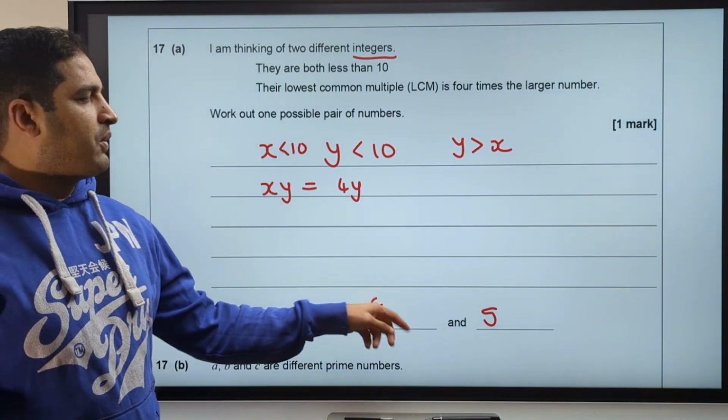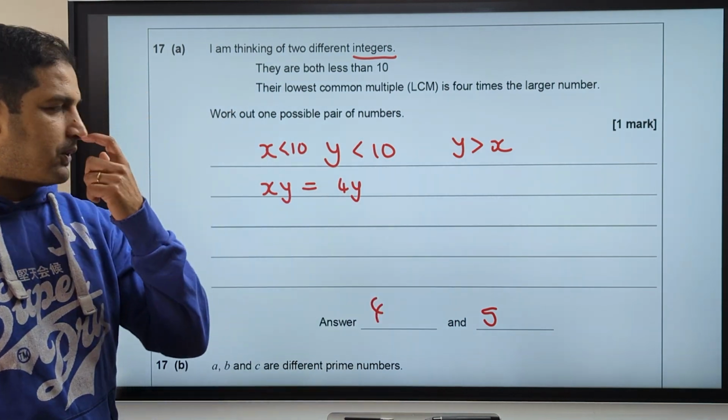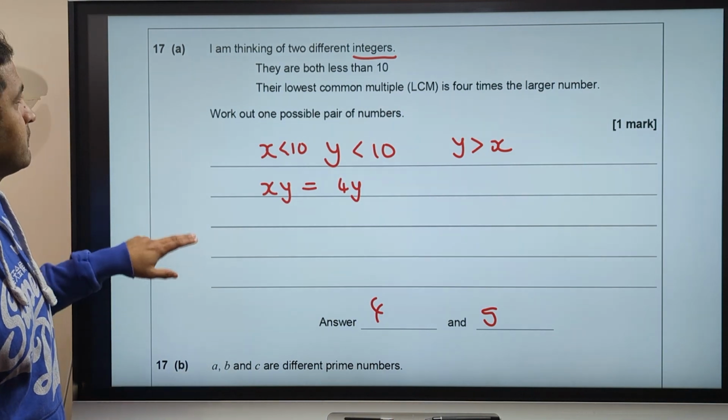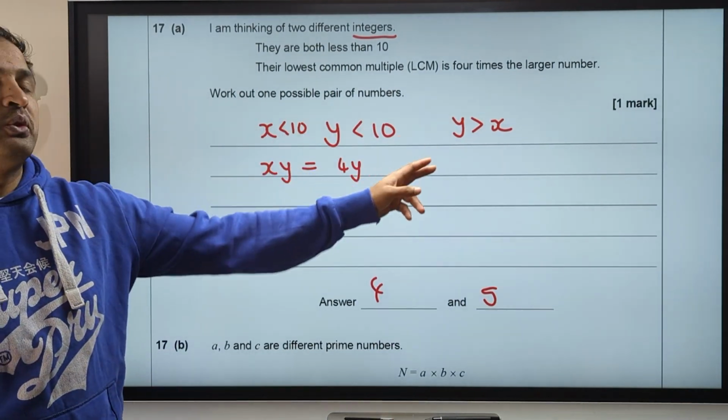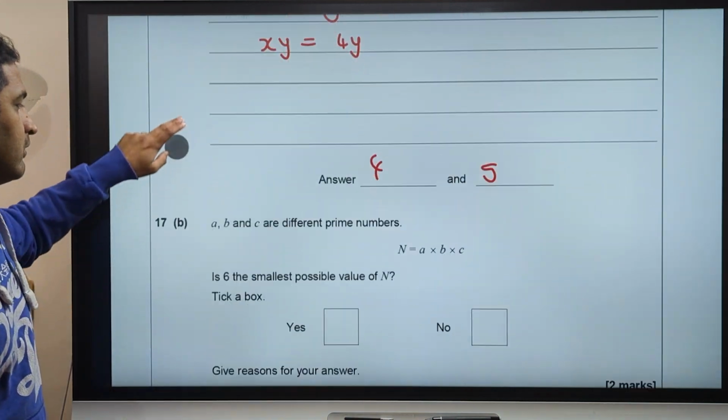So I'm making it 4 times bigger, this one number here. 4 times 5 gives you 20. That's the lowest common multiple you can get. And that would be your answer. It's one mark, so I don't really need to go through these. Just think of a number that will get you there.